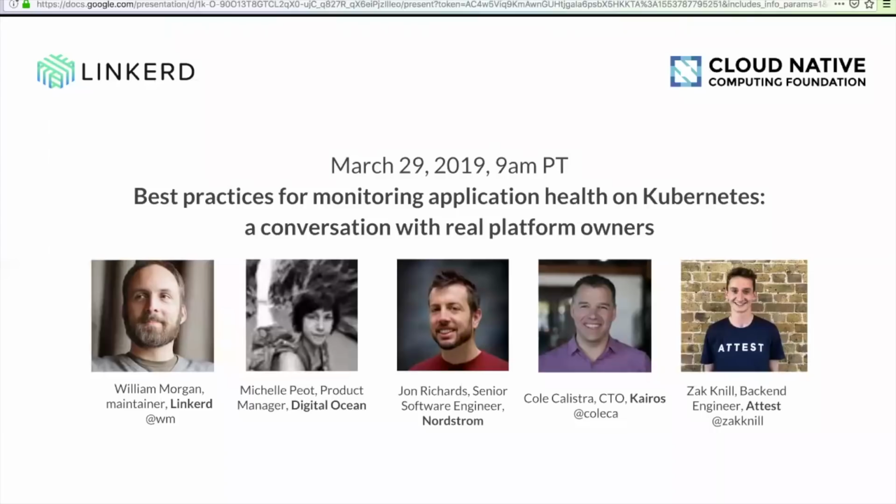Great, so let's move on to our panelists, John, Cole, and Zach, who will give a short intro. Hey, I'm John Richards. I'm a software engineer at Nordstrom. I work on the traffic mesh team, which is responsible for API management and service-to-service communication. I'm Cole Callistra. I'm the Chief Technology Officer at Kairos. We are a startup in the facial recognition space based out of Miami. Hi, I'm Zach. I'm one of the back-end engineers on the platform team at Attest. We're a startup in the market research space, and my team's responsible for everything server-side.